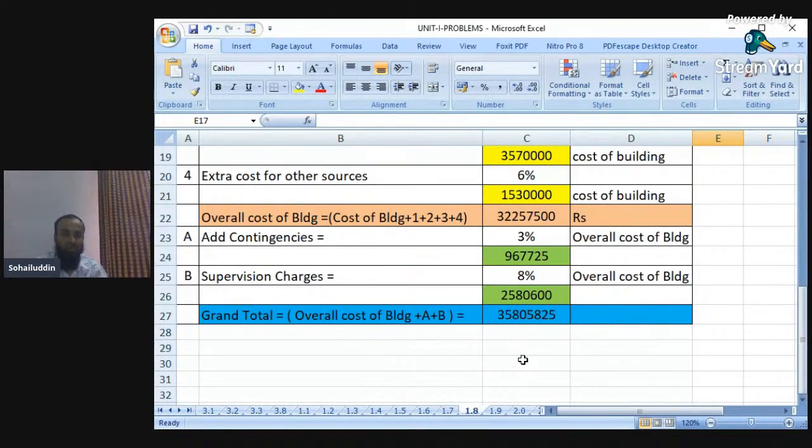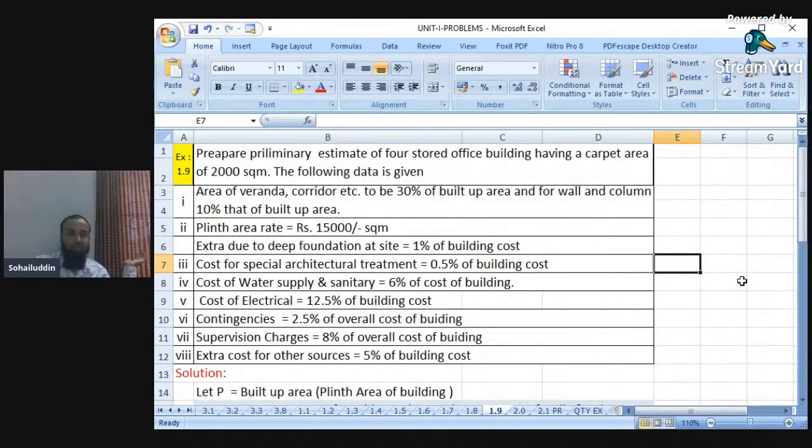But in some problems, the indirect way to find out the plinth area is the area covered by walls, and the area covered by different verandas or corridors or parking or other things will be covered in this. So this is again a simple problem, which has been covered. Next, depending upon this, the next problem is again to prepare a preliminary estimate.